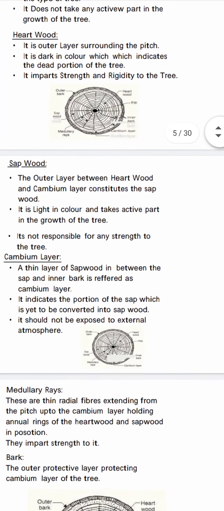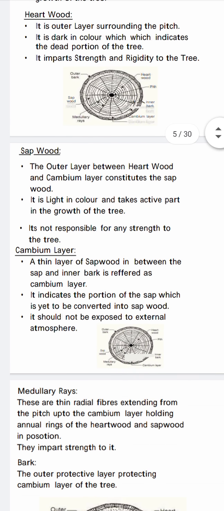Cambium layer. A thin layer of sap in between the sapwood and inner bark is referred to as the cambium layer. It indicates the portion of the sap which is yet to be converted into sapwood. It should not be exposed to the external atmosphere.